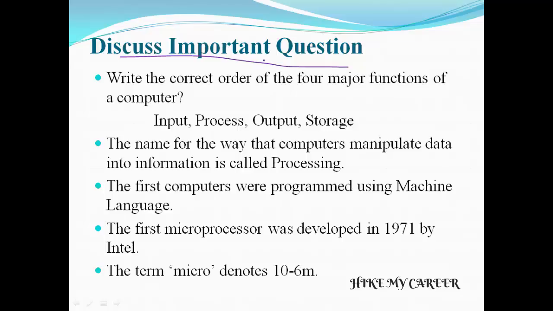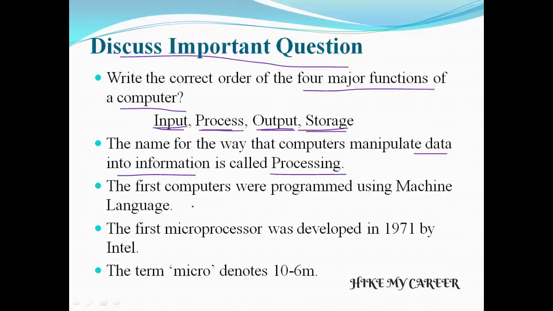Frequently asked important questions: what is the correct order of the 4 major functions of a computer? It is a very important question. I already told about that. First is input, next is process, output, storage. So friends, please note the correct order of functions of a computer is input, process, output, storage. Next, what is processing? The name for the way computers manipulate data into information is called processing.